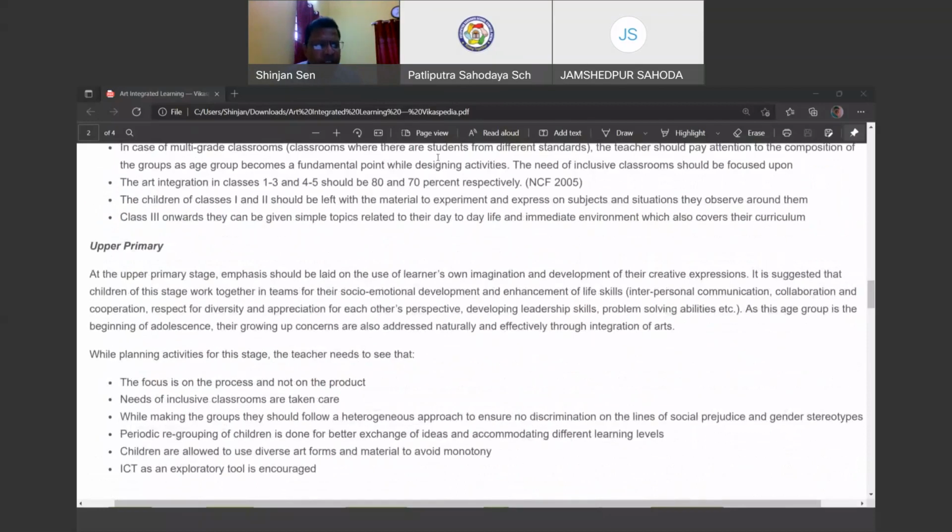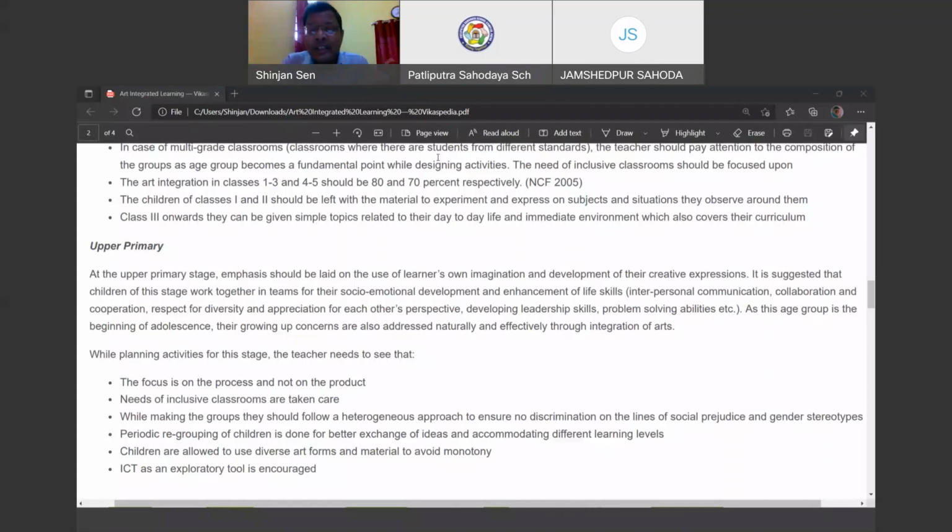Upper primary, what do we need? At the upper primary stage, emphasis should be laid on the use of learners' own imagination and development. Again, more freedom. Let the children learn on their own, use their own imagination and develop creative learning. It suggests that children of this stage work together in teams. Teamwork will develop. Socio-emotional development will take place. Enhancement of life skills will develop.